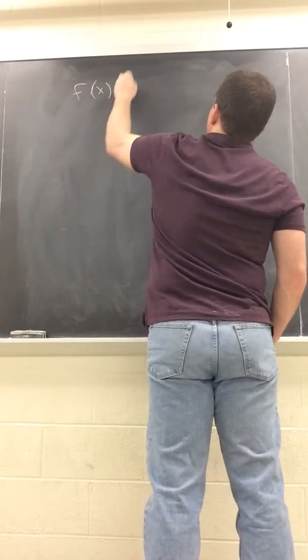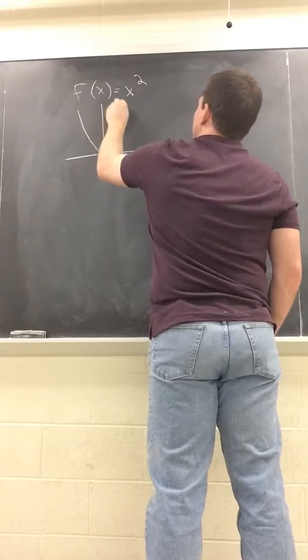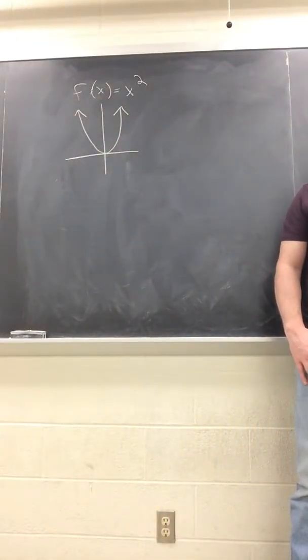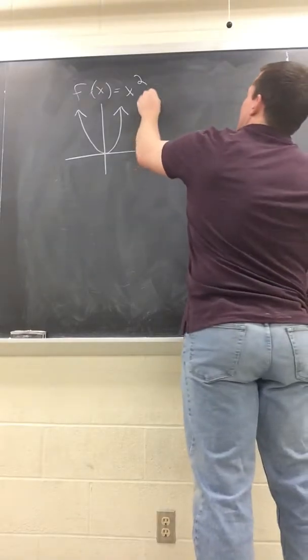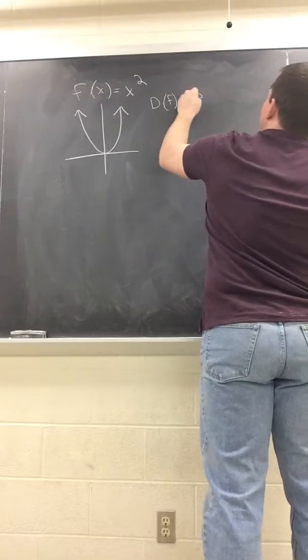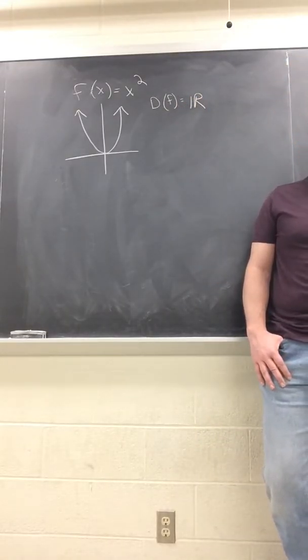F of x equals x squared. We all know what the graph looks like. It's just the parabola. But now that it's a function, we care about the domain and the range. The domain we know we have done before. It's all real numbers. The range is what we haven't worried about yet.